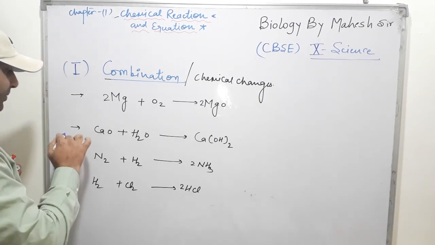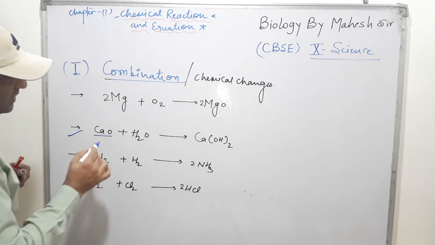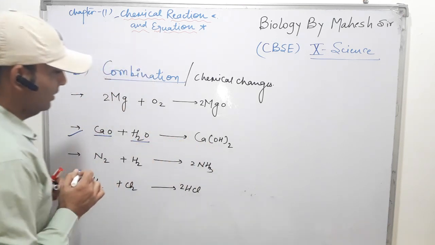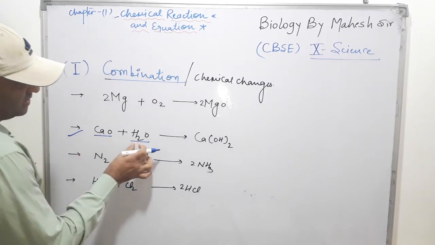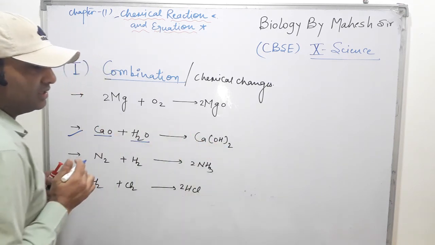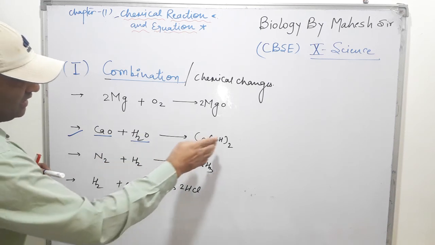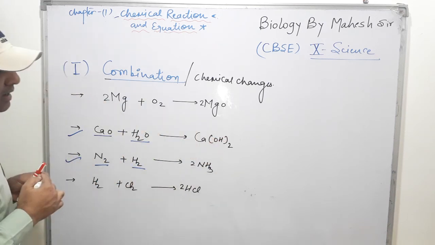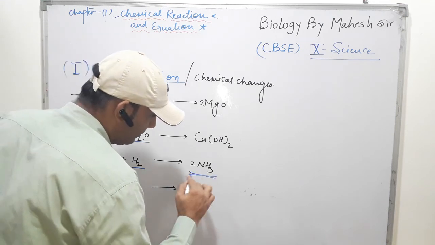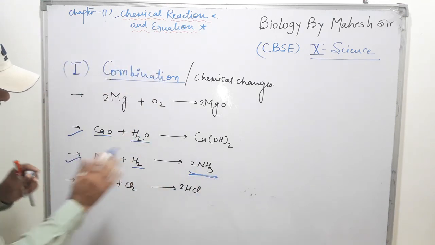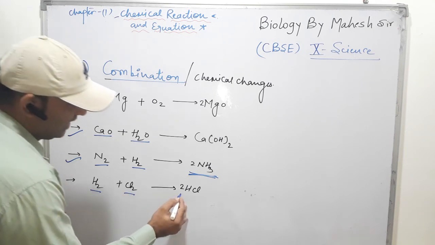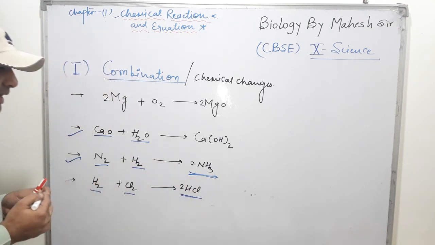The second example: calcium oxide reacts with water and produces calcium hydroxide. So two substances react and produce a third substance, or product, which is calcium hydroxide. Now in the third example, nitrogen and hydrogen react and produce ammonia. So it is also a combination reaction. Next example: hydrogen and chlorine react and produce hydrochloric acid, or HCl.